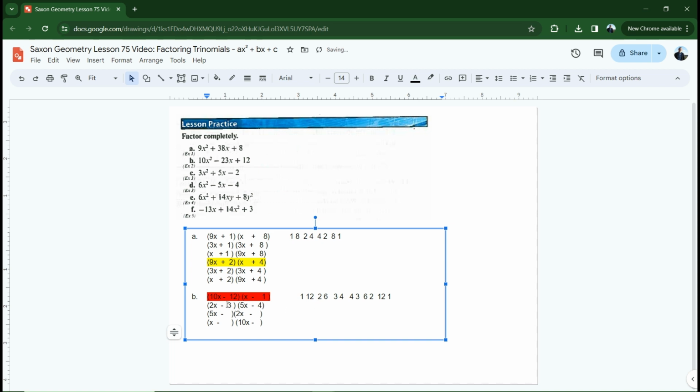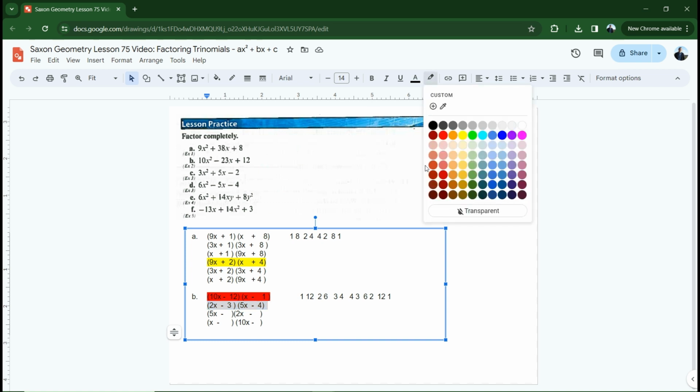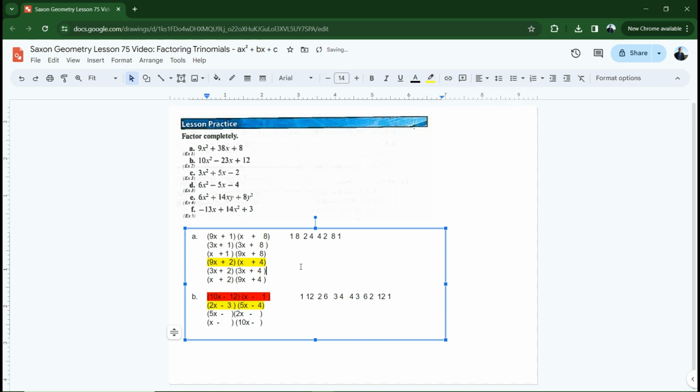I was just methodically looking at each of my possibilities of the first factor with each of my possibilities of the last factors. Let's see if we figured it out. So 2x times 5x is 10x squared, minus 8x minus 15x. Minus 8x minus 15x is minus 23x, plus 12. This is it. So this one factors to 2x minus 3, 5x minus 4.